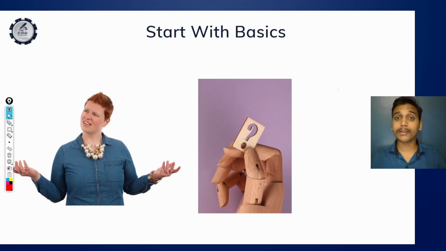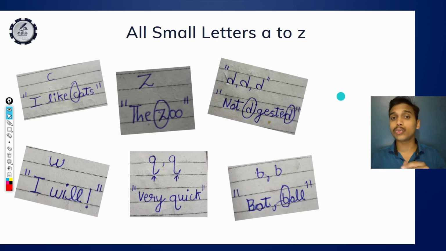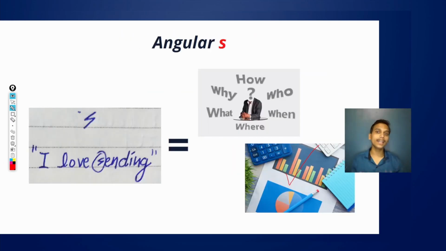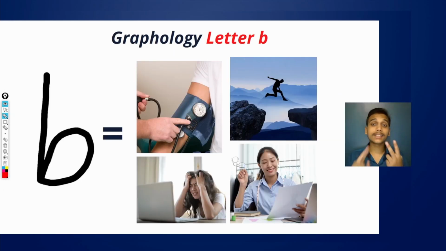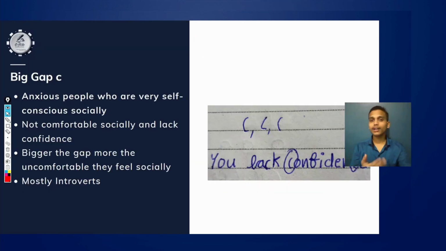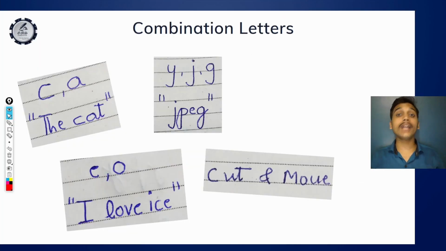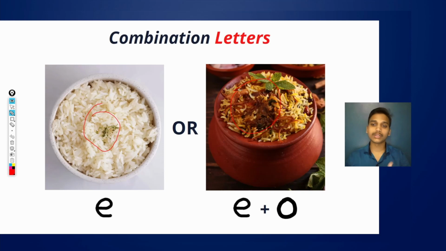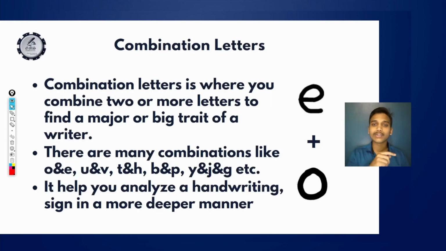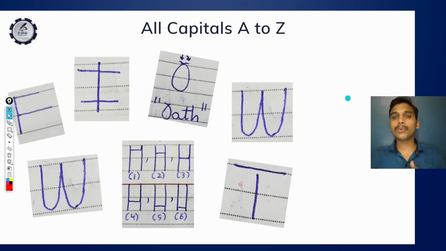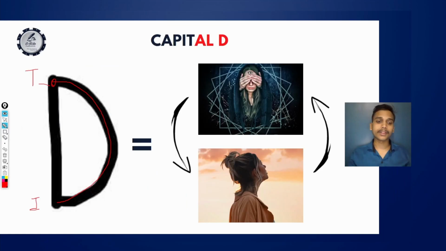What is graphotherapy, what is graphology, and what are the different methods of analysis. Then we will move towards all small letters from A to Z. We will study different types. A has more types, 3 types, 4 types, Z has more types, so we'll study different types as well. Then we will move towards combination letters, how you can combine two or more letters and find something interesting about the writer. Then we will move towards all capitals from capital A to capital Z.